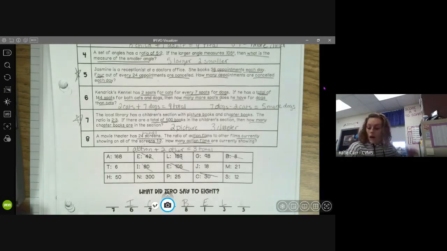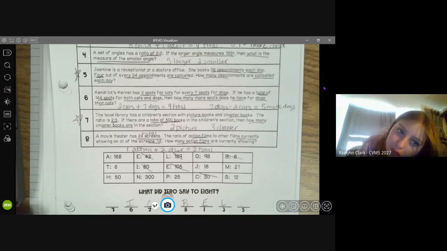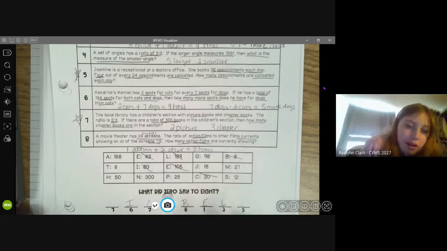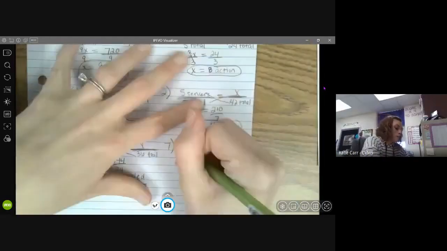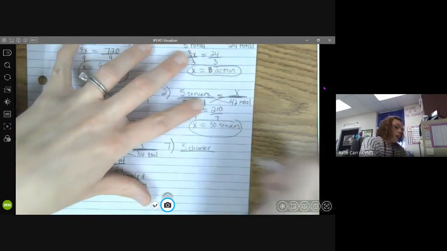All right, so how we're going to set this one up, which one goes with chapter? Because it's talking about the chapter. What number did we figure out? Which number did we write by chapter? Oh, 3. Sorry. Okay, so 3 chapters, which is chapter books, over.